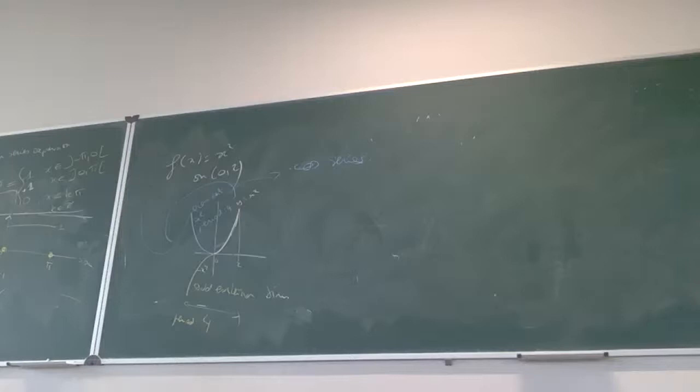We don't have the A0. Yes, why not? The A0 goes with the AN. That is A0. A0 actually represents the mean value of your function. Or the A0 over 2 represents the mean value of your function.